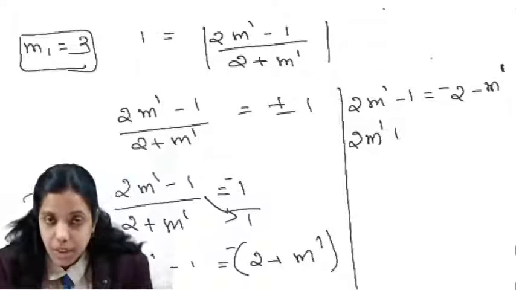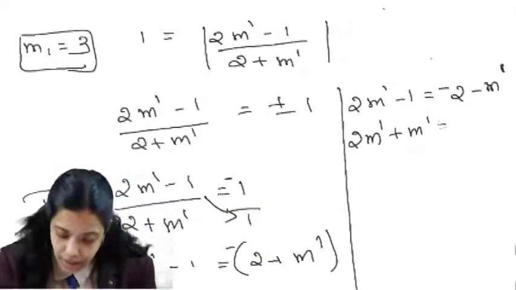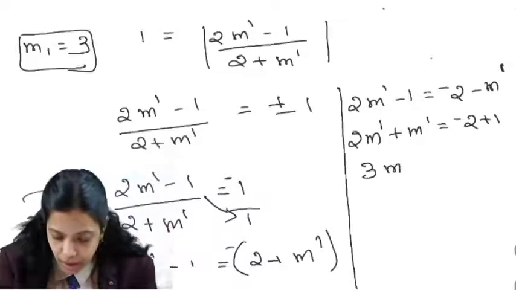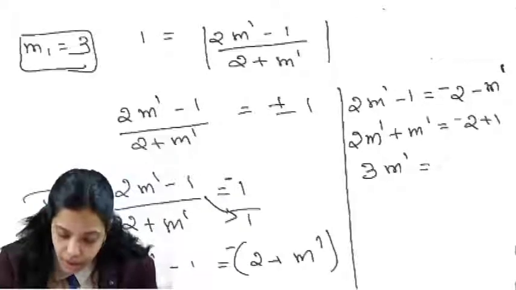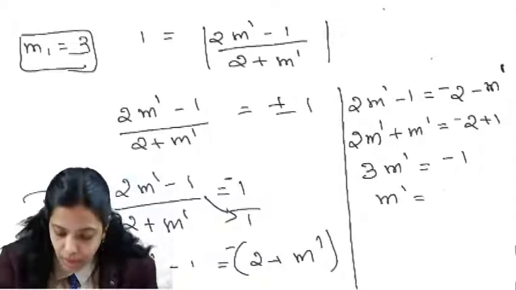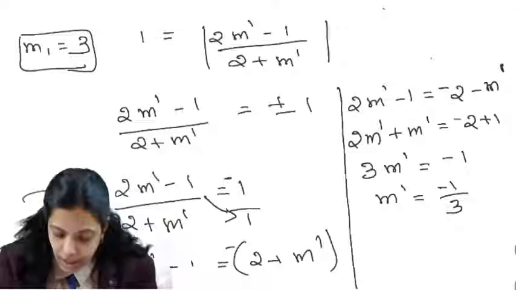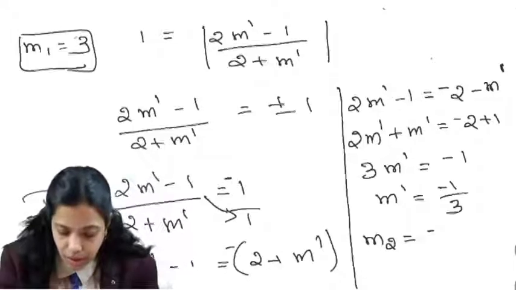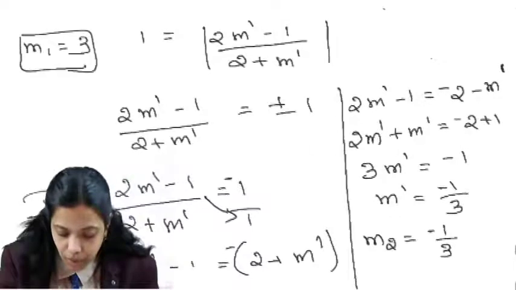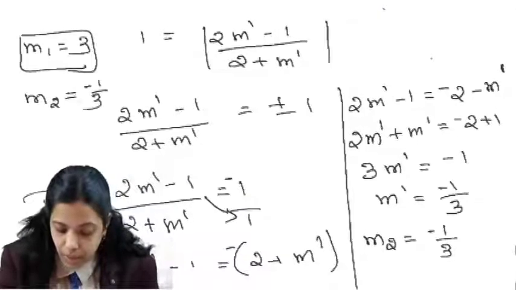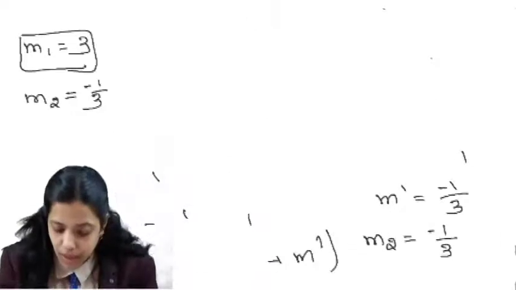So we can transpose that minus m' to the left side. It will turn as positive. 2m' plus m' gets you negative 2 plus 1. That means 3m' equals negative 1. m' equals minus 1 by 3. So we can say that it is the slope of the second line, minus 1 by 3. So here we got m2 equals minus 1 by 3. So far we got the two values for the slope of the first line and the slope of the second line.